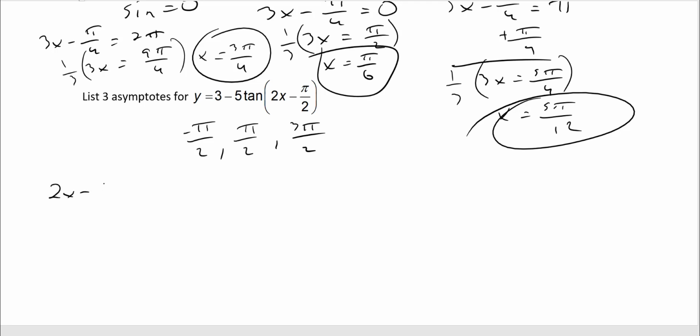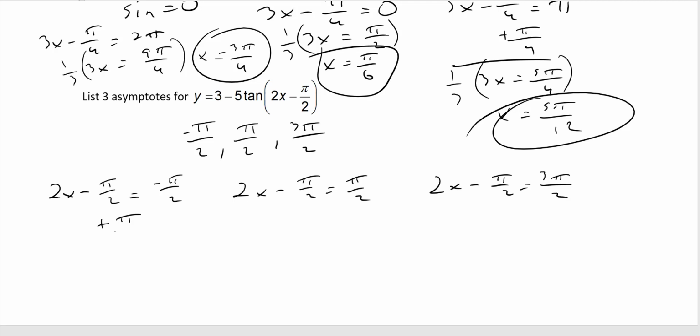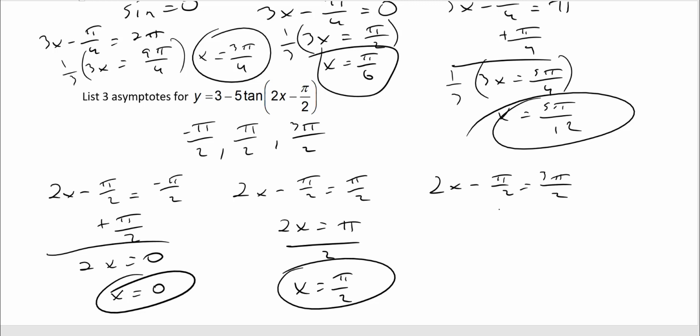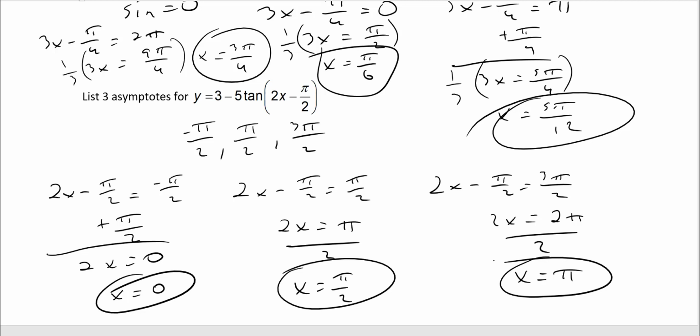So we get 2x minus pi over 2 equals negative pi over 2, 2x minus pi over 2 equals pi over 2, and 2x minus pi over 2 equals 3 pi over 2. So we're going to add pi over 2. We get 2x equals 0, so x is 0. That's one equation. And this one, 2x equals pi over 2 plus pi over 2, which is pi. Divided by 2, x equals pi over 2. Undefined there. And I add pi over 2, so 2x equals 4 pi over 2, or 2 pi, divided by 2, x equals pi. Okay, so those are 3 different equations for asymptotes.